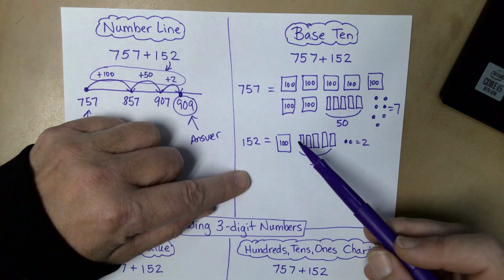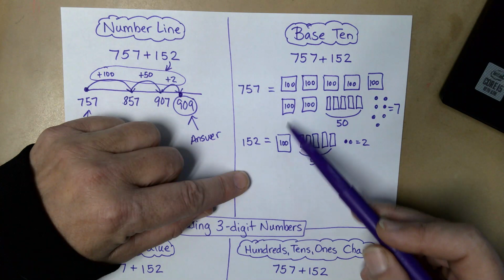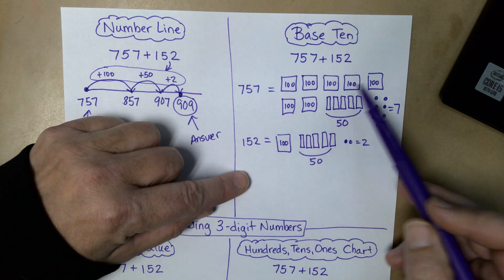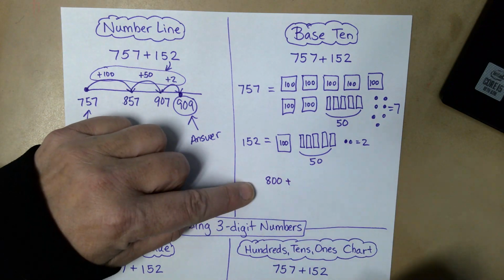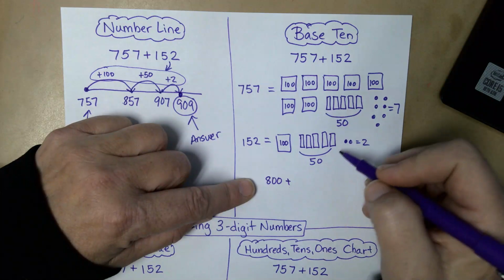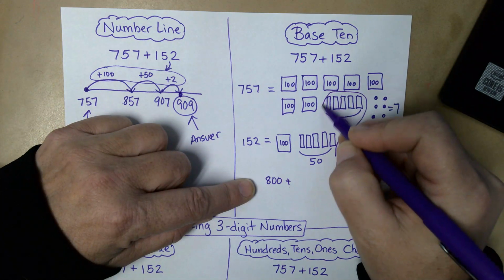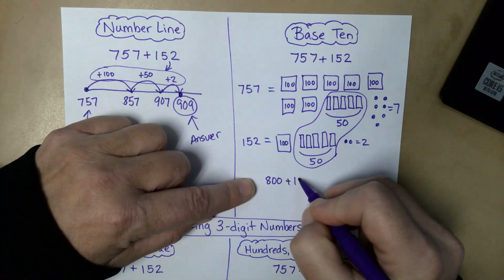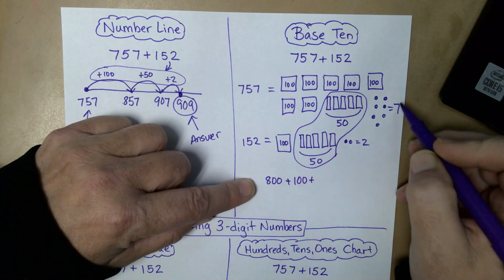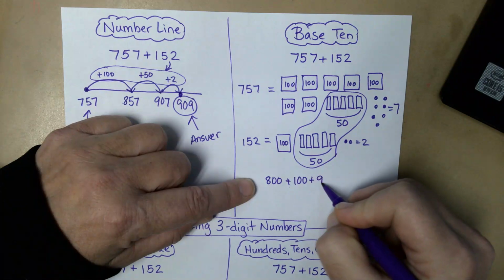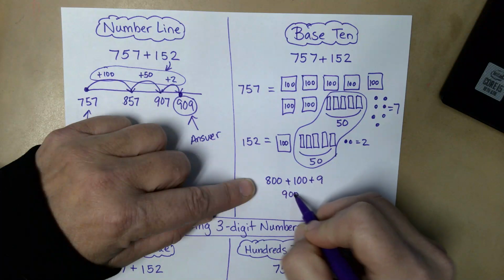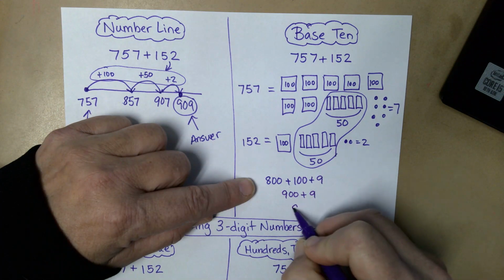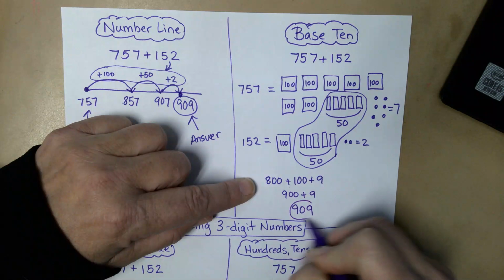So I'm going to count my hundreds first. 1, 2, 3, 4, 5, 6, 7, 8. So I'm going to write an expression, 800 plus 50 and 50 make another 100. So I'm going to write another 100 plus, and 7 and 2 make 9. I'm going to group my like amounts, so 900 plus 9, and my answer is 909.